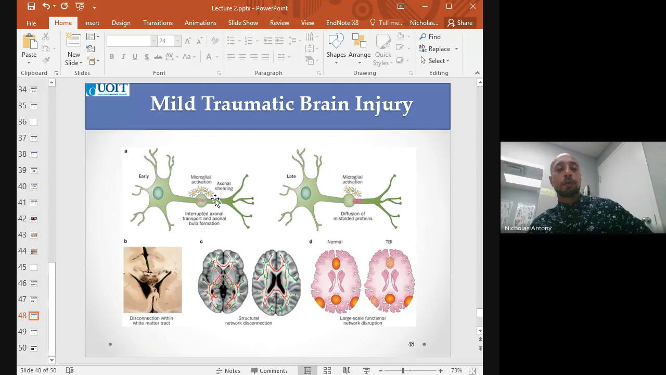Here's just another example of where the injury is with a concussion. It happens where we have our axons. The gray matter is accelerating at a different speed than the white matter, and then you get a shearing of the axon and ultimately a firing of all of the neurons in the area when that shouldn't happen.